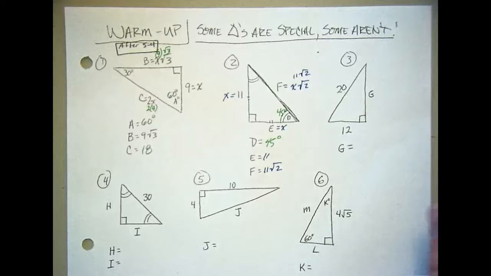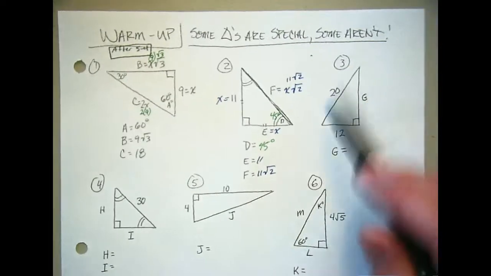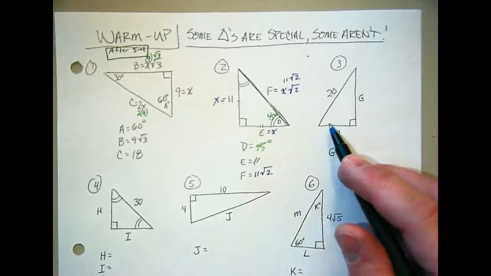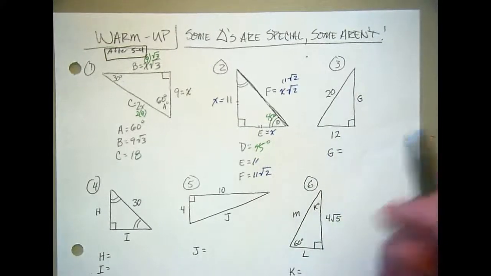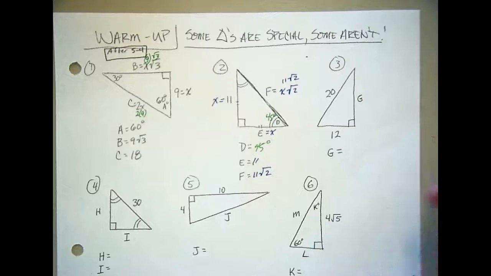How many are done with 3? A lot of you were done with it as I was walking around. Okay, is this one special? No, it's a right triangle, but it doesn't have a special angle, so don't get confused. On your quizzes and your tests, some are going to be special, some aren't. So you've got to know when you're dealing with special ones.